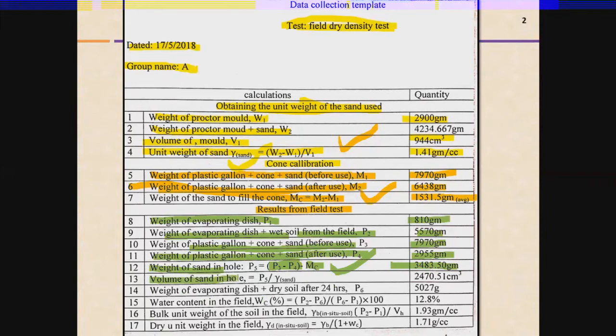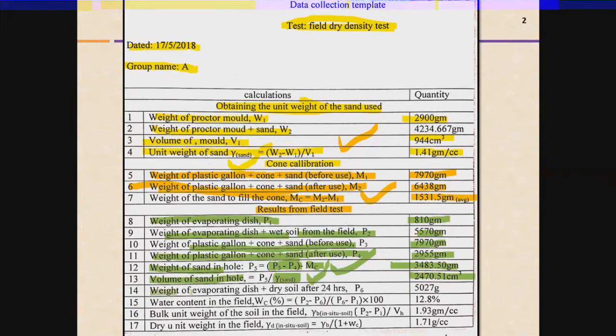Now the volume of sand in hole. What will be the volume of sand in hole? For this, the weight of sand in hole is divided by the unit weight of sand. So this gives 2470.51 cubic centimeter. Now you can see the unit weight of sand. For that very purpose, I have used the Proctor mold, and I have found out the unit weight of sand in advance, because the value was required to be used over here.